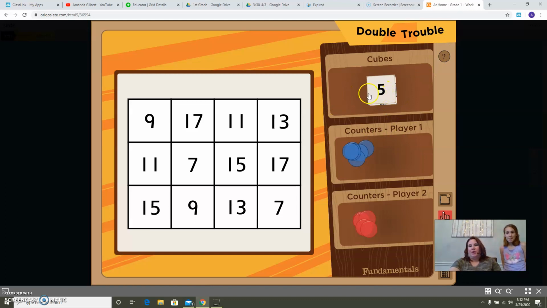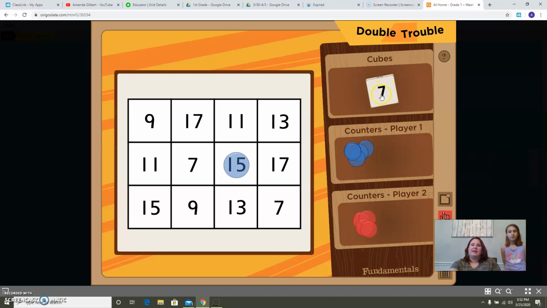So let me show you how this works. What we're going to do is click this dice to roll it. And we landed on the number 7. So what we need to do is double that number. Leah, what is 7 plus 7? 14. And then what's one more? 15. So then she will take her counter and put it on the number 15. Whoever gets all their counters on the board first is the winner.